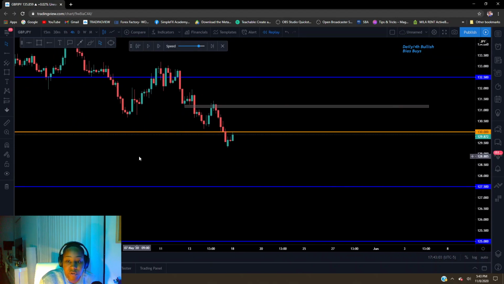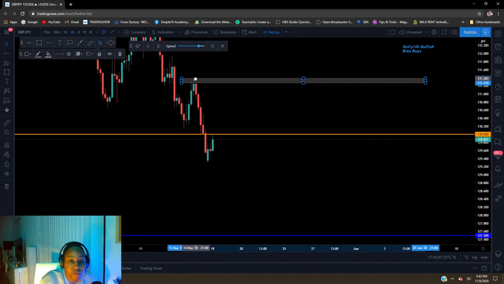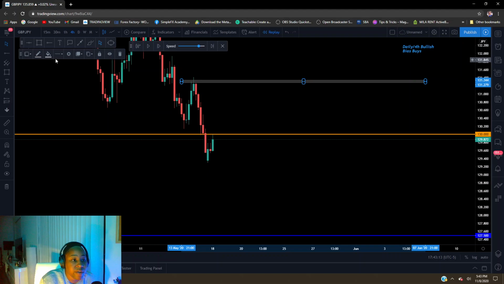So not much of a low here. So let's see if we can get more of a confirmation on our 4-hour time frame. So this was our daily high here. Let's make this a little darker. This is a little too light. Make it, there we go.